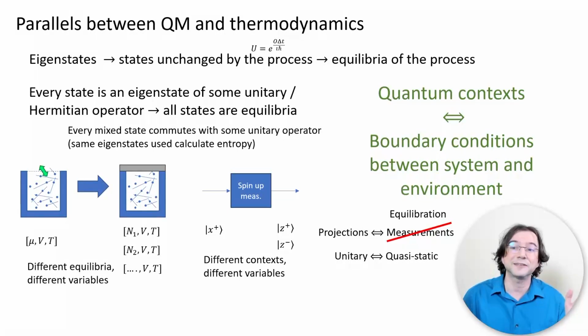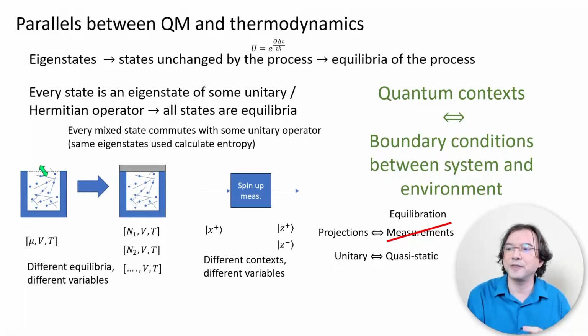So all states in quantum mechanics are equilibria of some process, and you can also show that this is the case for mixed states. Even mixed states are equilibria of some process, and the eigenstates of this process are the same eigenstates of the mixed state that you use, for example, when you calculate the entropy.